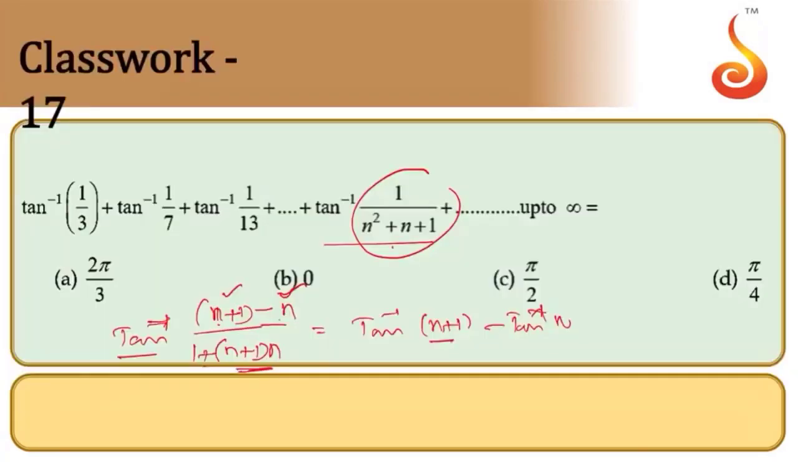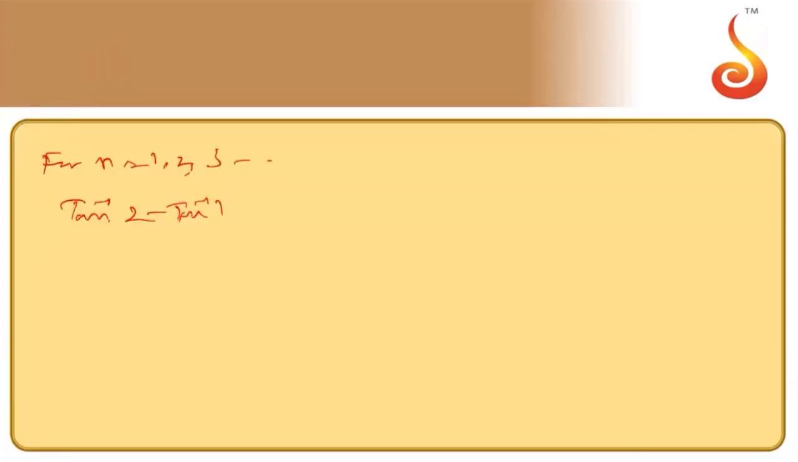And now when you substitute the n value, for n equal to 1, 2, 3 and so on, you will be getting this one as tan inverse 2 minus tan inverse 1. The next one, when you substitute n equal to 2, tan inverse 3 minus tan inverse 2. When n is 3, tan inverse 4 minus tan inverse of 3.